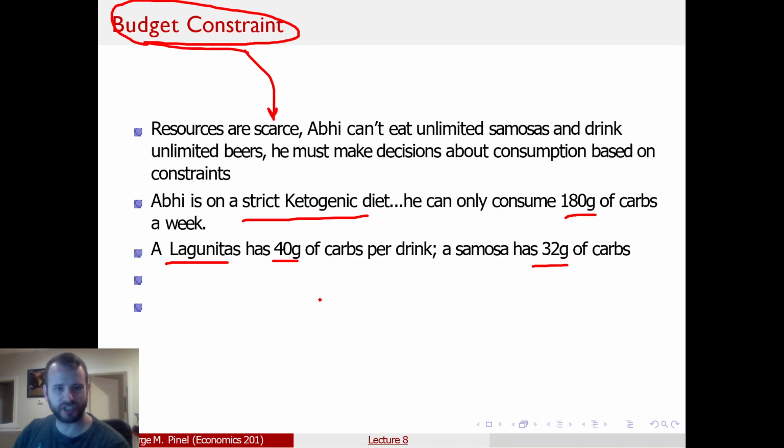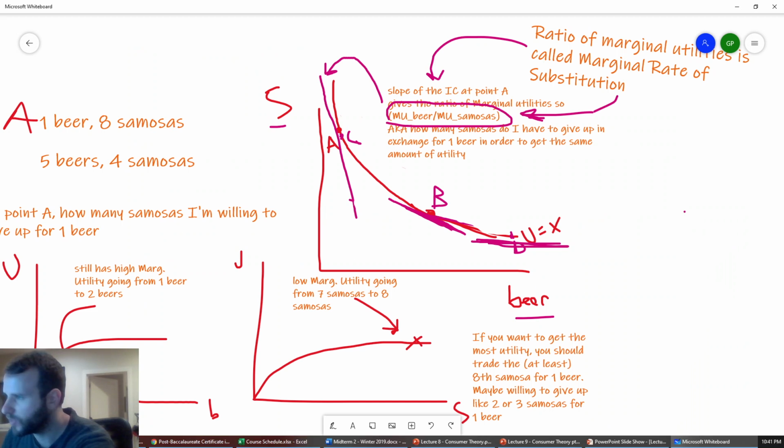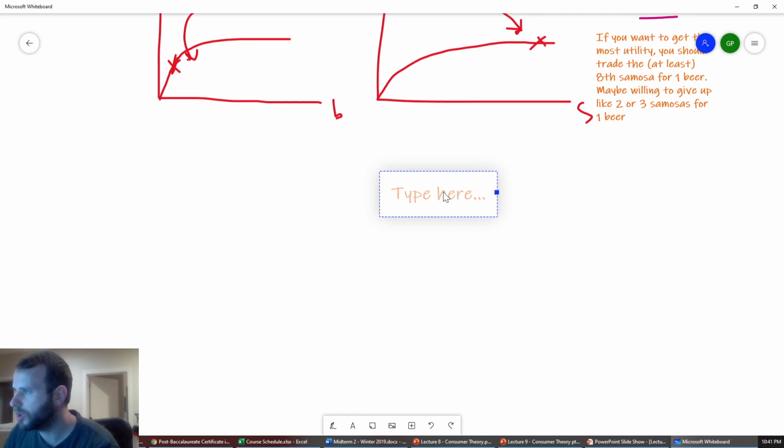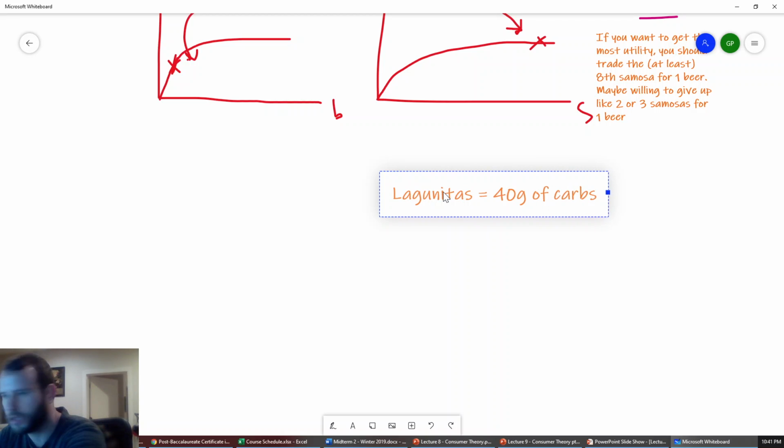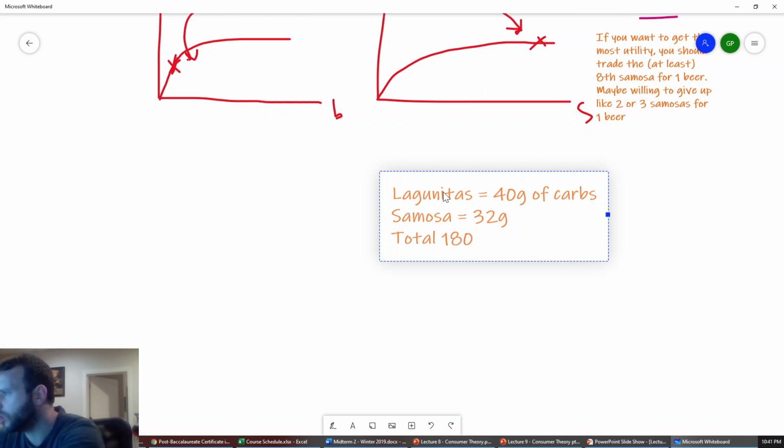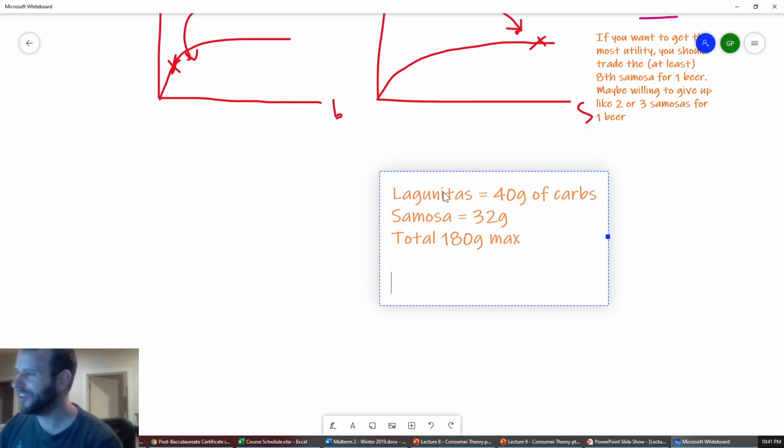So if we were to construct a budget constraint for how many samosas and beers Abby can have, we can just bring it over here. A Lagunitas is 40 grams of carbs, right? And a samosa is 32 grams. Total 180 grams max, right? So Abby has to divide up the amount of carbs that he can consume between samosas and Lagunitas. And hopefully, at the end of the week, he's eating something else than beer and samosas, because that's not a very healthy diet. But it's econ world. We're doing this abstracted example where Abby's only eating 2 things.